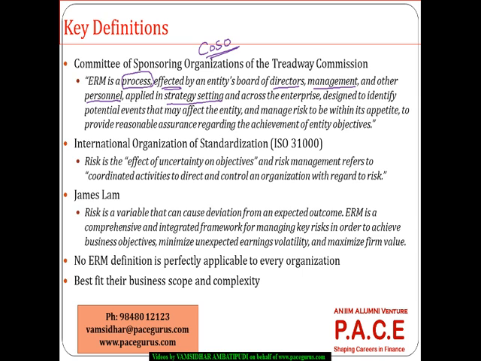What is the main thing? Identify the potential events that may affect the entity and manage the risk. So identify all the possible events that are going to affect the company, manage the risk to be within its appetite. First define what is your appetite, then manage the risk within the appetite to provide reasonable assurance.